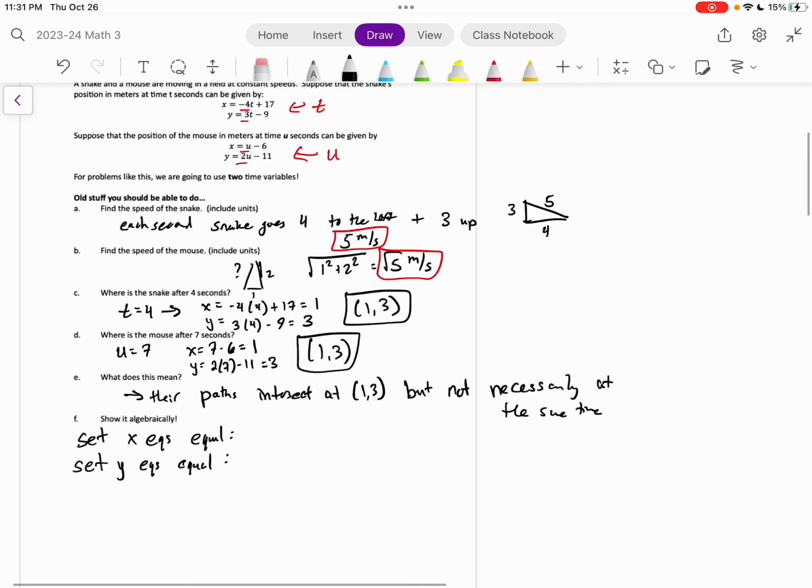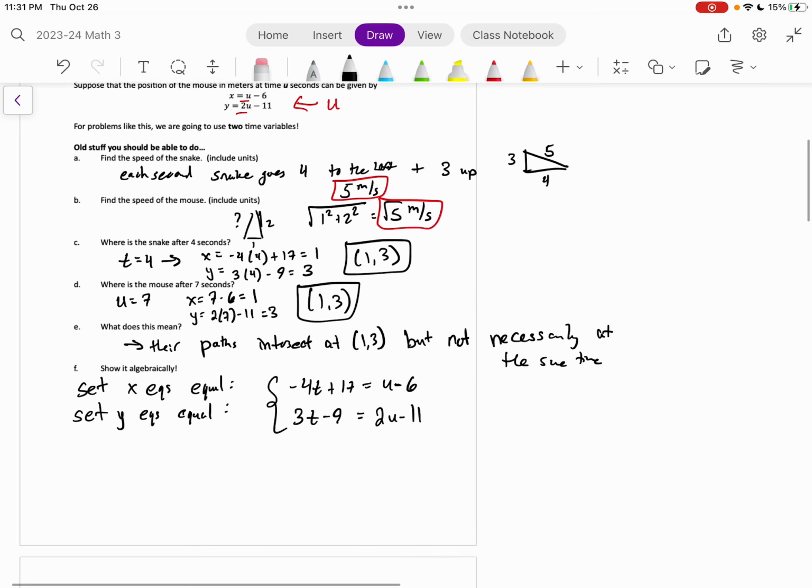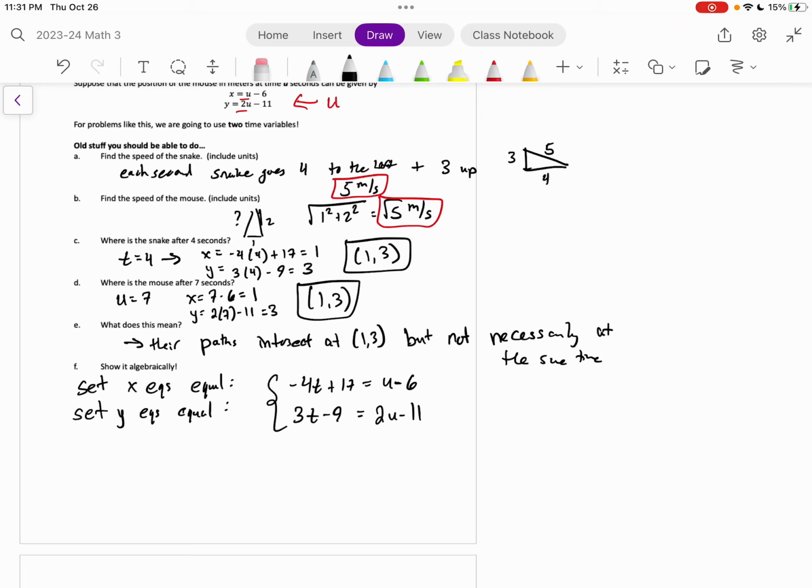Okay, so what that would give us in our system would be that the x's would have to equal each other in terms of where they intersect. And the y's would have to equal each other in terms of where they intersect. And this looks kind of crazy here, right? But you all could solve this system. You could solve this however, with whatever method you might want.